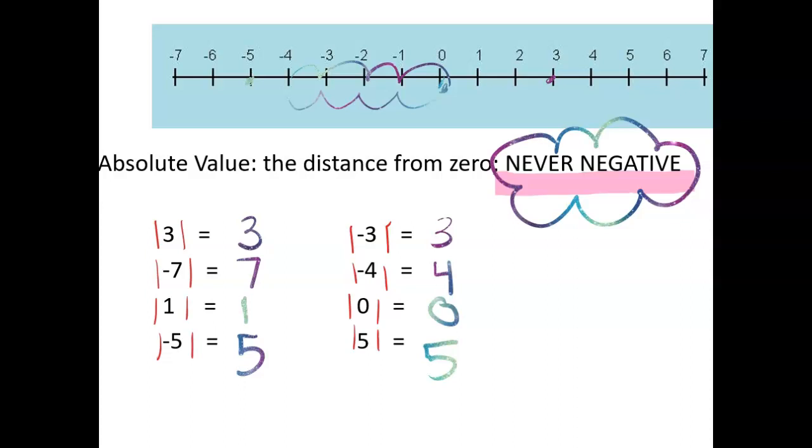And it's those lines that are on right here. Sorry about that. These are your absolute value lines. Okay. And then we're going to talk about comparing and ordering numbers as well.